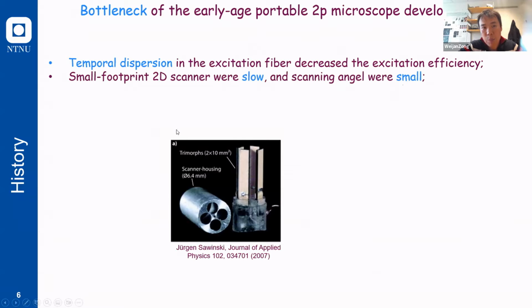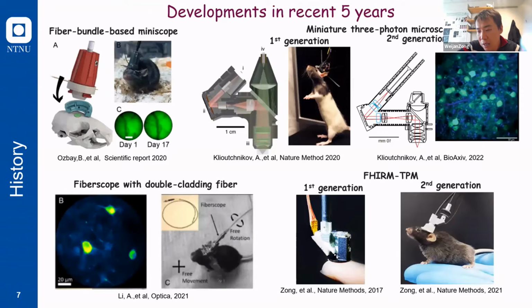Also, the small 2D scanner, which is necessary to do the raster scanning in the two-photon microscope, was quite slow, and the scanning angle was also very small at that time. So you cannot have a really big field of view to image many neurons. And moreover, there was no suitable miniature Z scanning device that could be integrated into a Miniscope to change the focal plane.